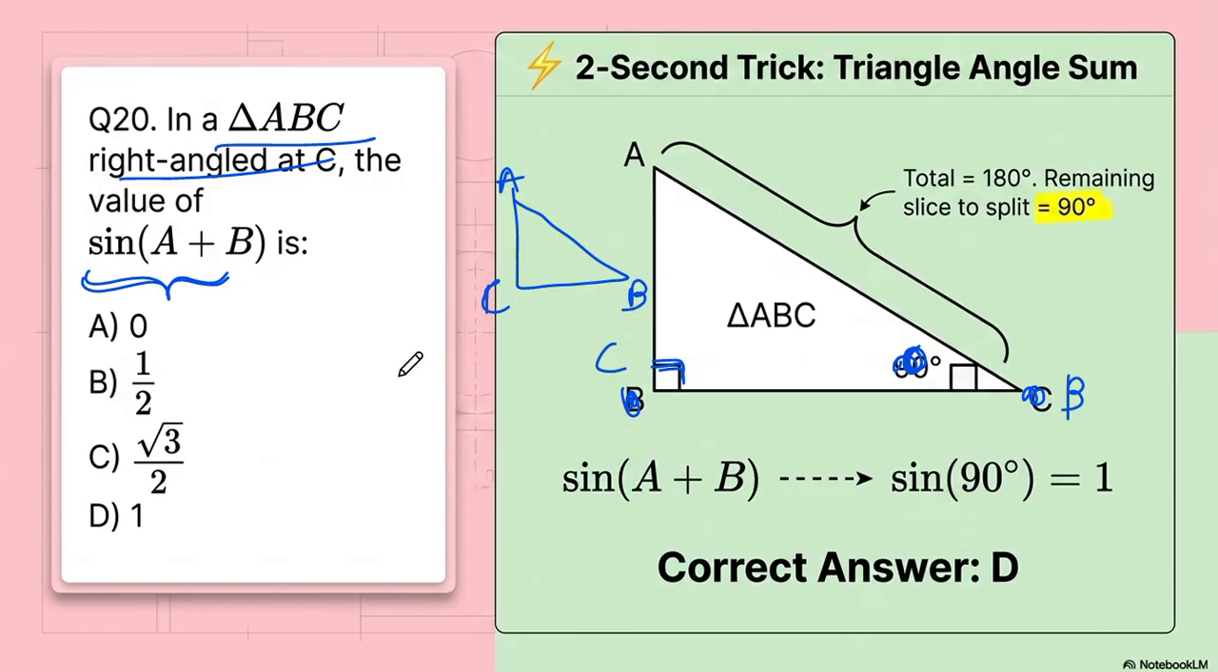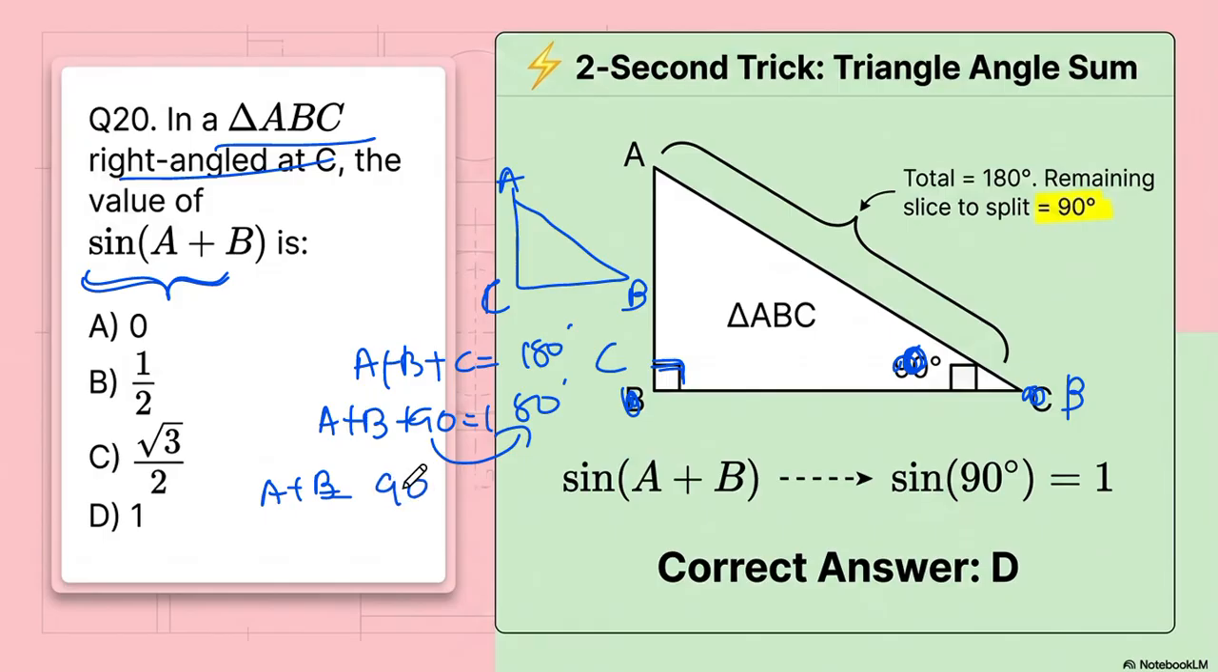So angle sum property is what? Angle A plus angle B plus angle C is equal to 180 degree. So angle C is given 90 degree. So A plus B plus 90 is equal to 180. Okay. So if we take 90 to this side, A plus B is equal to 180 minus 90, which is nothing but 90. So the value of A plus B is 90 degree. So sin of A plus B is sin 90, and sin 90 is nothing but 1. So correct option is D.